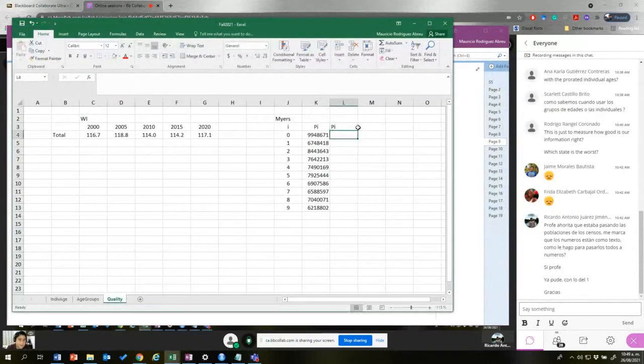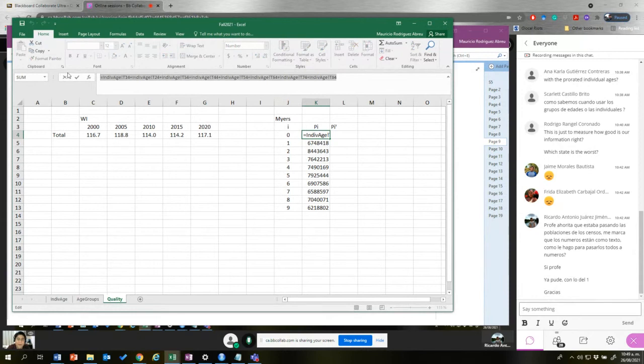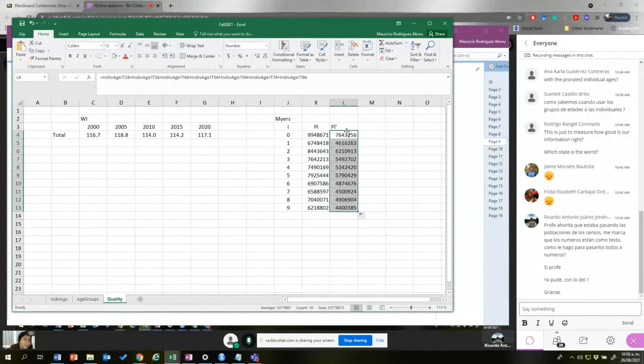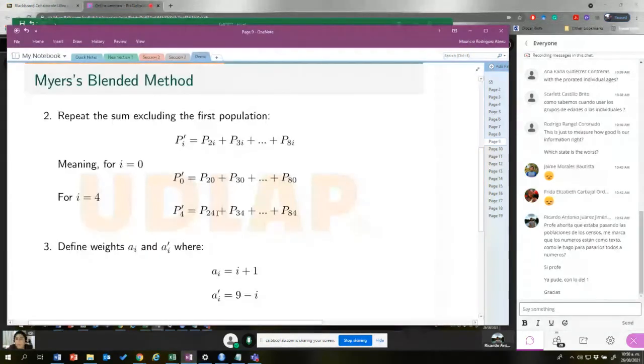I'm lazy, so I'm just going to not copy and paste the formula, just go here into the formula that we have. And then you can paste it and just delete the first element. And you have it there. Remember, work smart, not hard. That's the key. Okay, we have these two populations. That's fine. Now what?